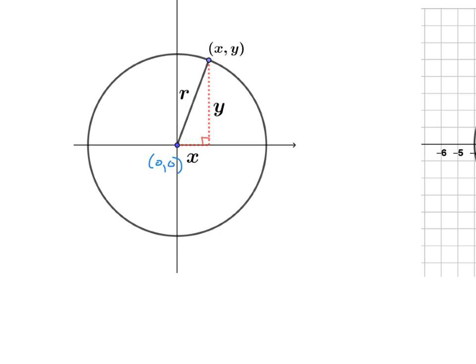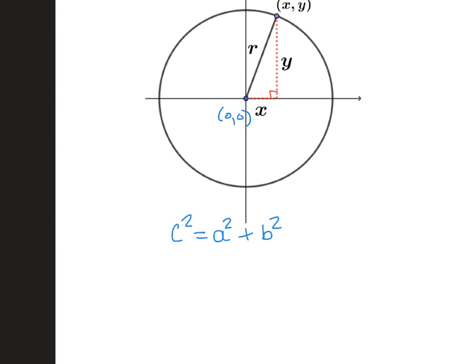If that x comes straight down here, then this side of the triangle would have length x. And if that point is at a y coordinate, then the length of this other leg of the right triangle would be y. With a right triangle, we always look at the Pythagorean Theorem: c squared, the hypotenuse squared, equals the sum of the squares of the two legs. If I do a little substitution, I'm going to put in r for my hypotenuse, that's our radius, and I have the two sides.